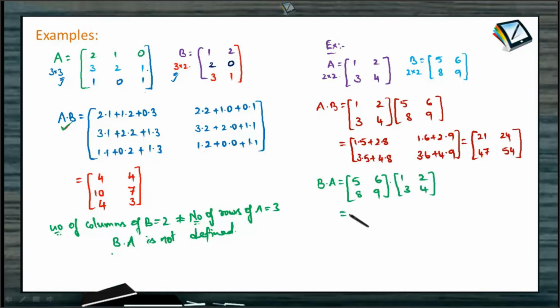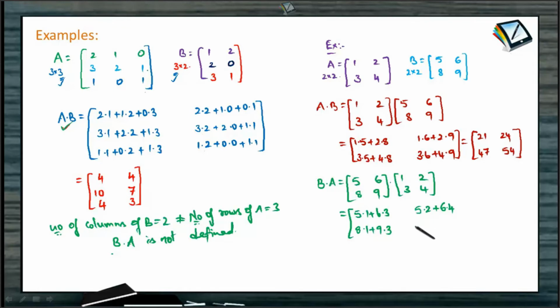How does this product get evaluated? Yes, the first row, first column is the product of the first row of B with the first column of A. Then it would be 5 into 1 plus 6 into 3. Similarly, how is the first row, second column element of the product obtained? The first row of B multiplied with the second column of A would give us 5 into 2 plus 6 into 4. Then again, how do we get the second row, first column entry? It would be the second row of B multiplied with the first column of A, which would be 8 into 1 plus 9 into 3.